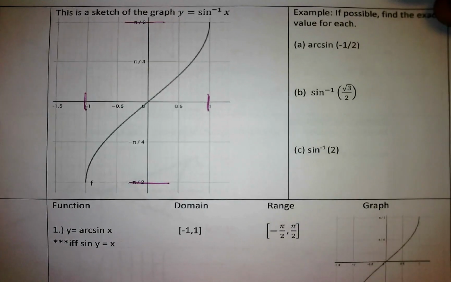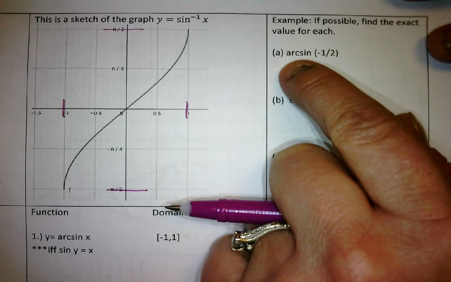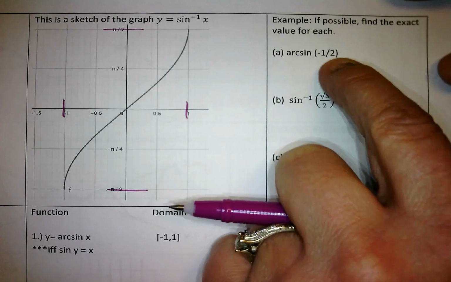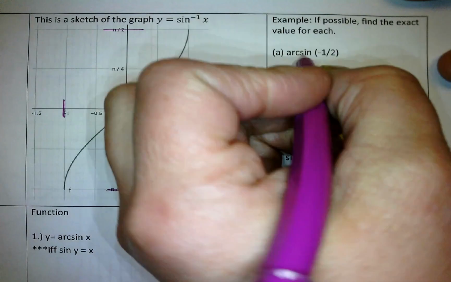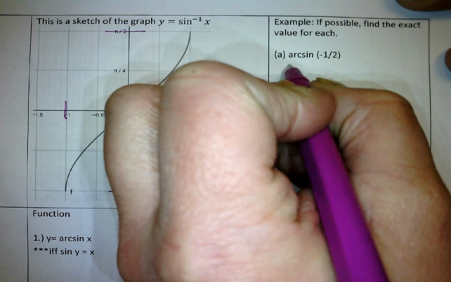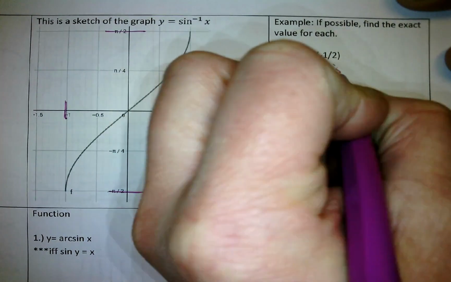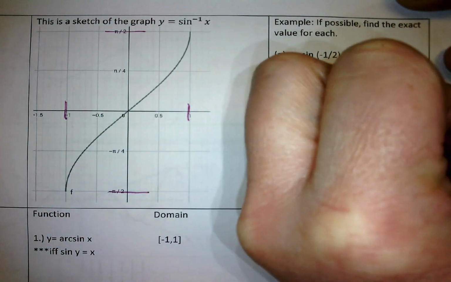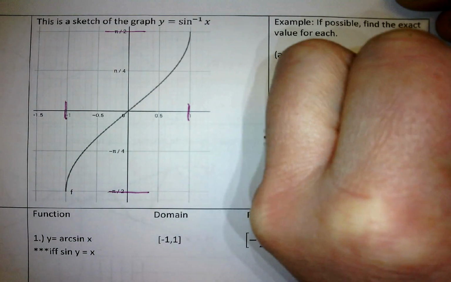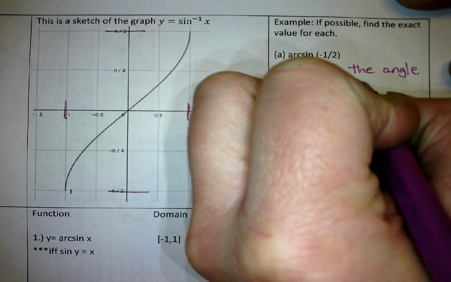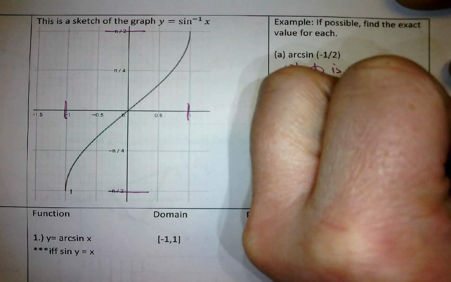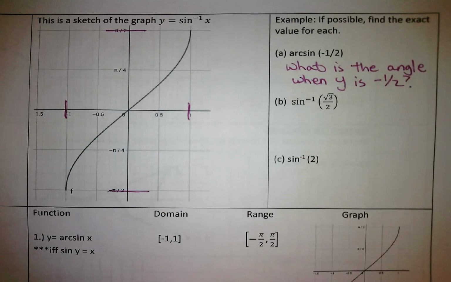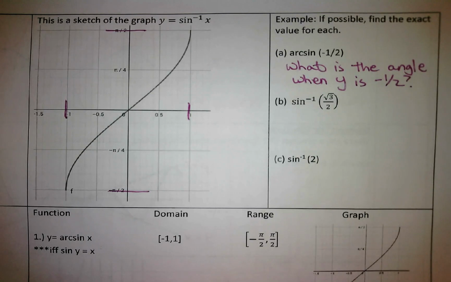So now we're going to come here to our arc sine. Remember, that's the same as inverse sine of negative 1/2. So what is this asking? This is saying, what is the angle when y is negative 1/2? That's really what that says. I'm looking for the arc sine of negative 1/2. What's the angle measure when my y value on my axes equals negative 1/2?